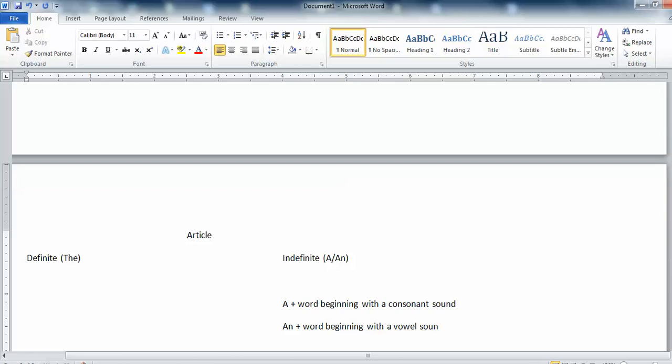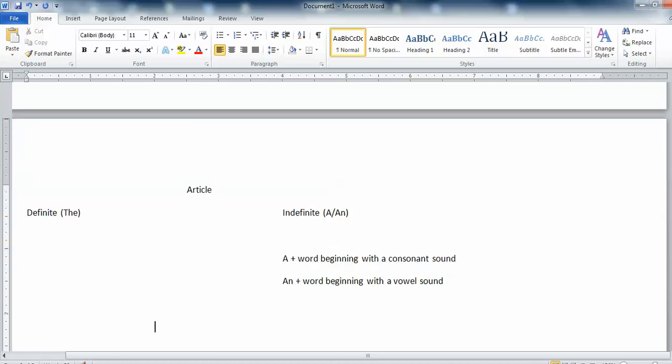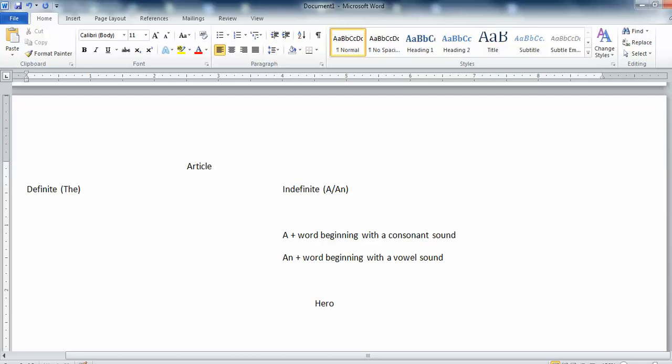So let me show you a couple of examples here. Let's say we have hero, and we have hour. We agree, I think, that both hero and hour begin with a consonant H, right? Remember, the vowels are A, E, I, O, U, and some people throw in Y. But we all agree that H is generally considered a consonant, right? But do we say a or an hero? Do we say a or an hour?